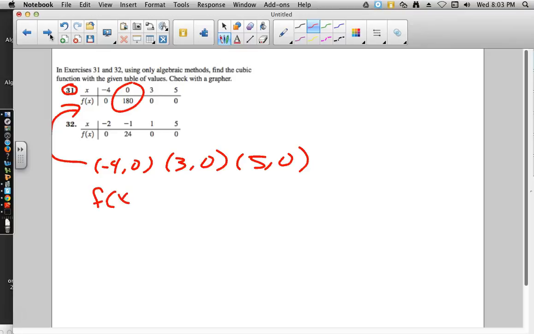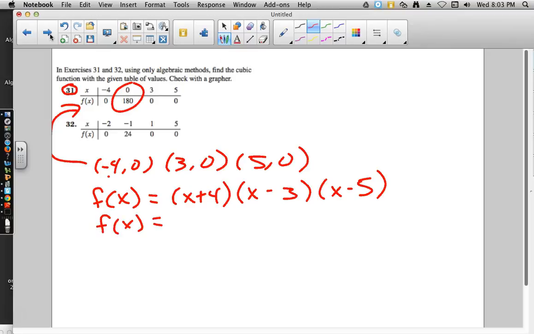So we're going to call it f of x. And if we have a negative 4, that came from x plus 4 to get us that 0. If we have a 3, that came from x minus 3 to give us a 0. And if we have a 5, that came from x minus 5 to get a 0. Now, the book takes a shortcut method at this point, and I'm not going to do a shortcut method because shortcuts are not logical. Instead, I would go ahead and multiply this out like I would any other polynomial to see what I have.